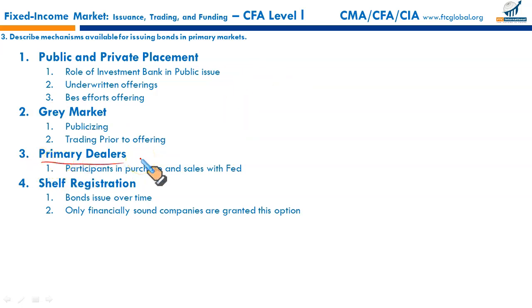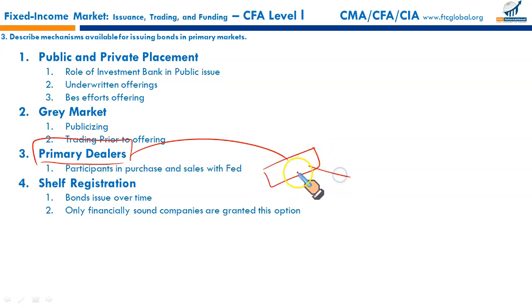Then primary dealers. These are the individuals or firms who purchase bonds from the federal government and then sell them. Just like in stock markets, where there is a dealer market and a broker market, there is a dealer market in bonds as well. The dealers will purchase the bonds, sometimes the whole issue, and then sell these bonds. They will set the bid and ask price, and accordingly they will make the market in these bonds.